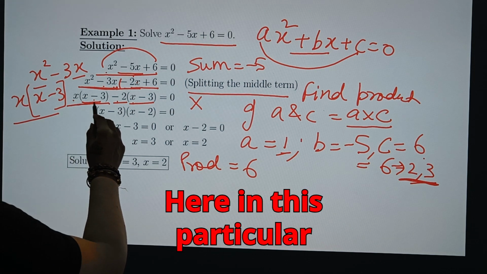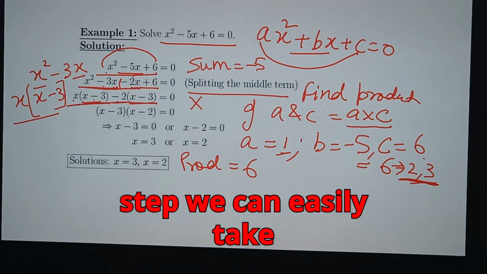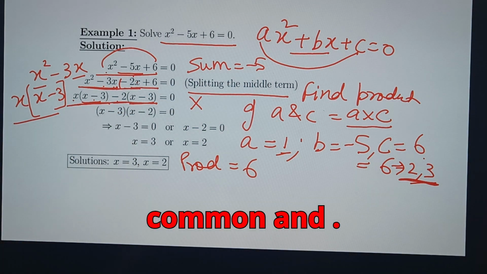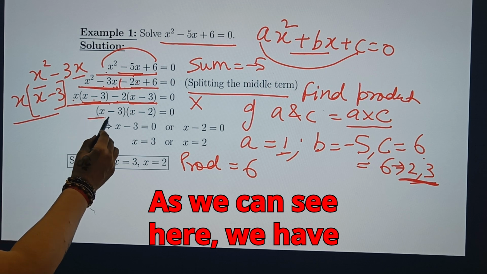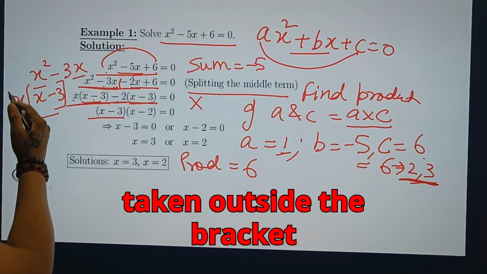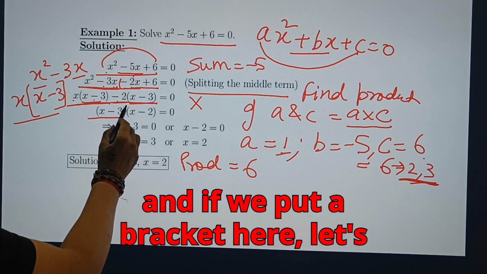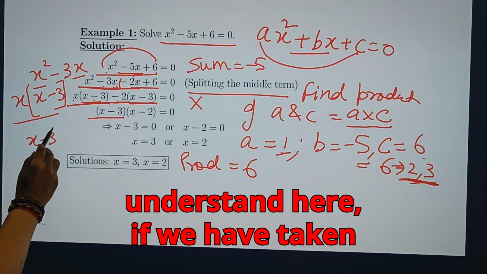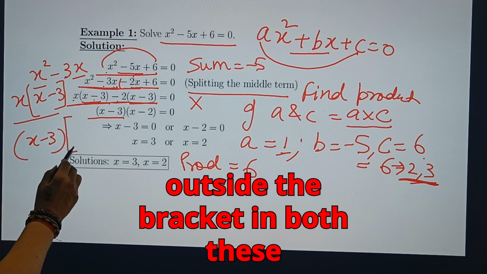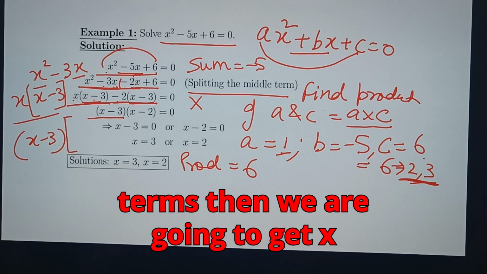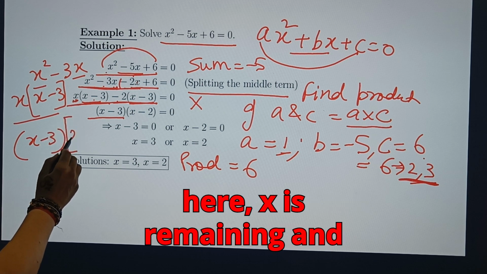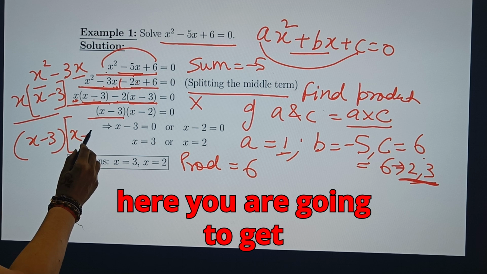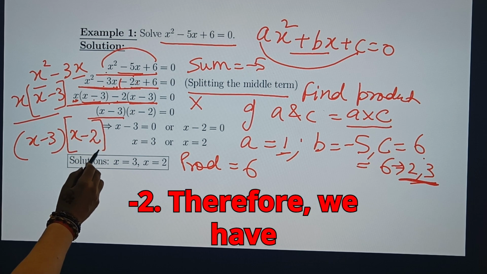Here in this particular step, we can easily take x minus 3 common from x minus 3 and x minus 3. As we can see here, we have taken x minus 3 outside the bracket, and if we put a bracket here, then in both these terms, after taking x minus 3 outside the bracket, we are going to get x here, x is remaining, and here you are going to get minus 2.